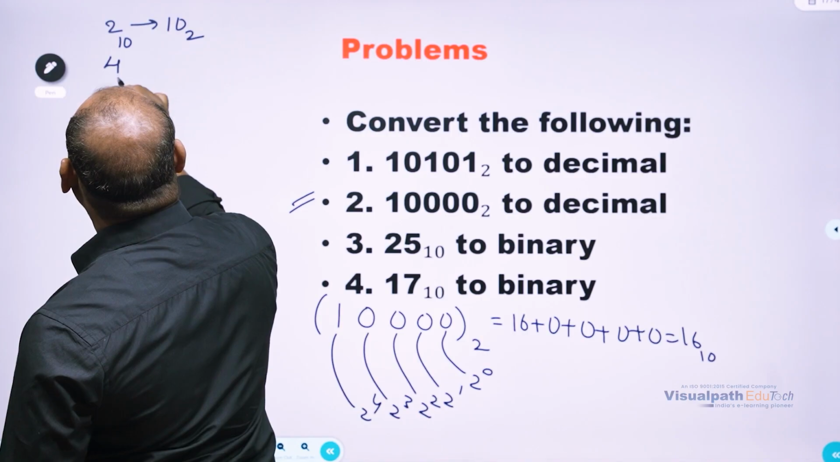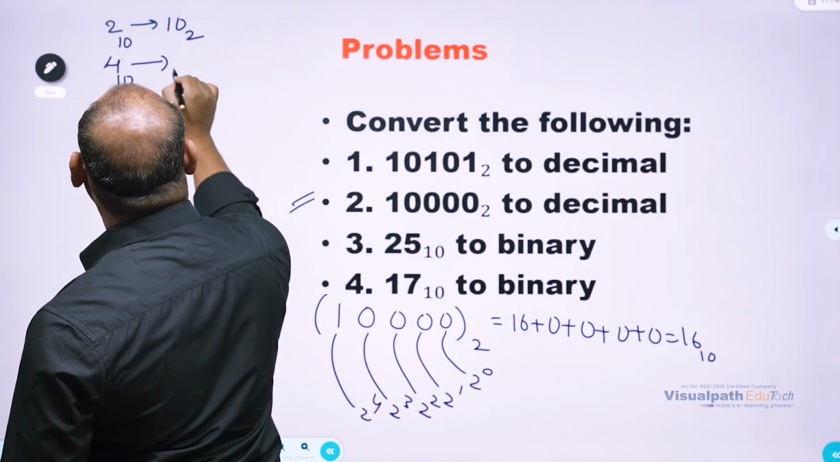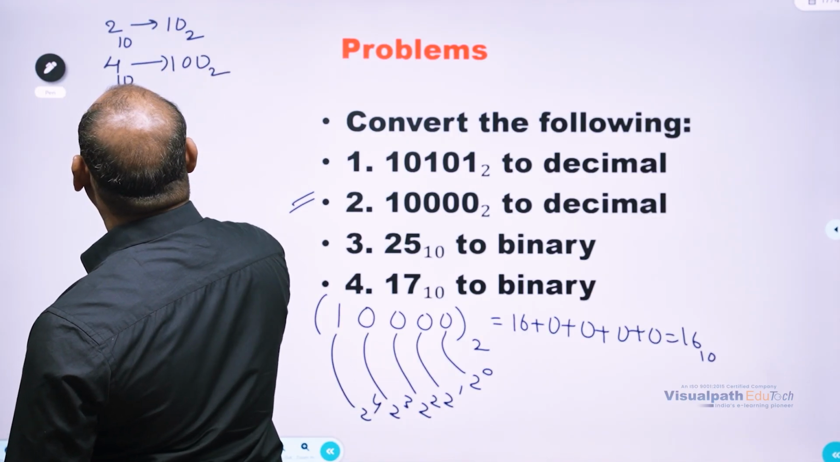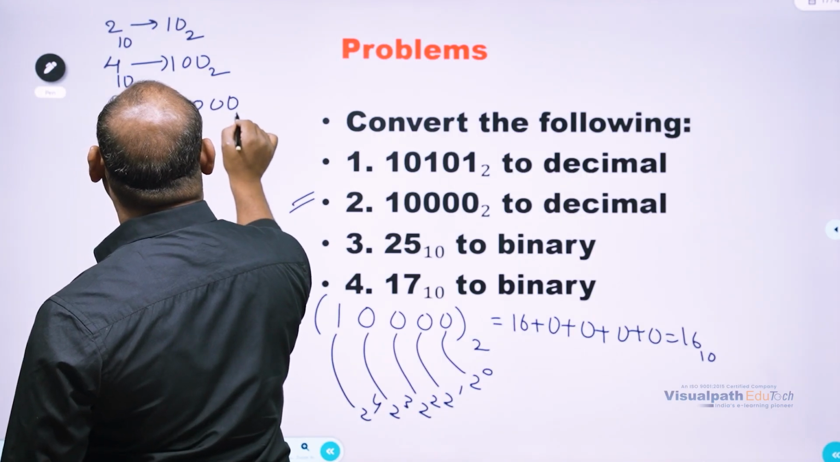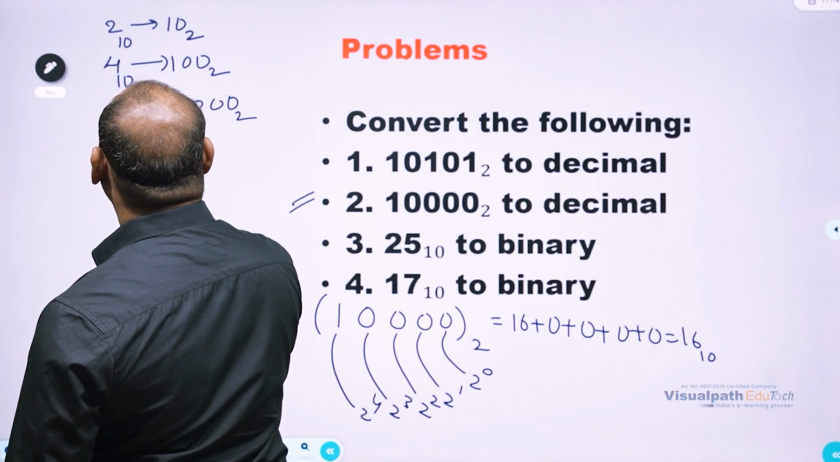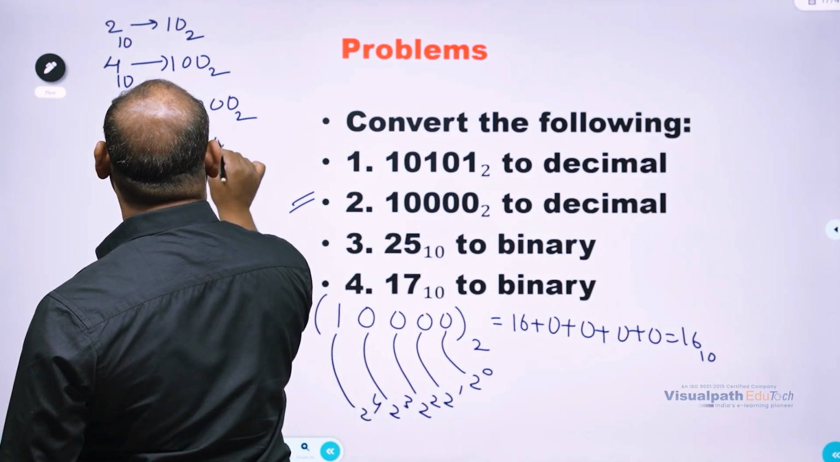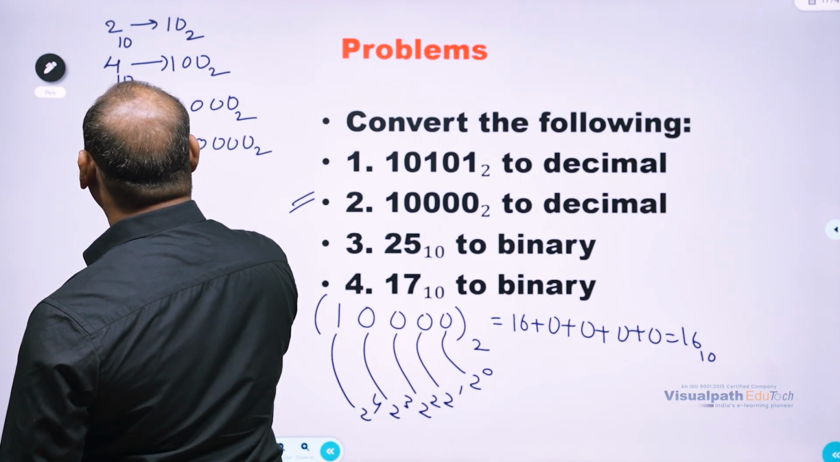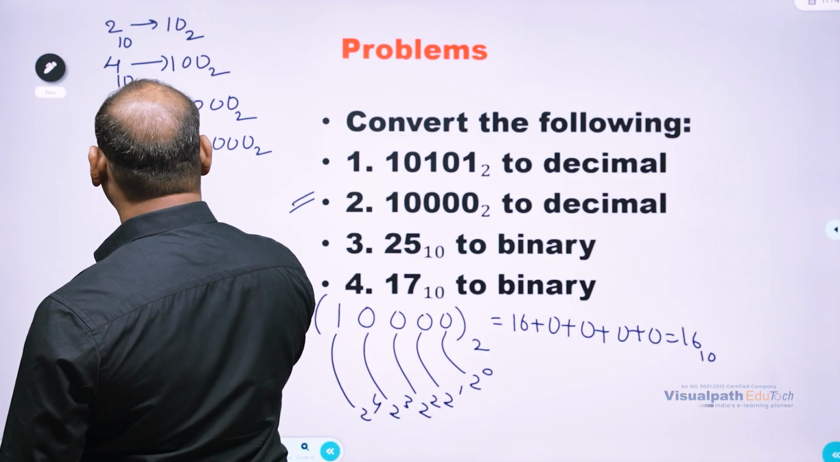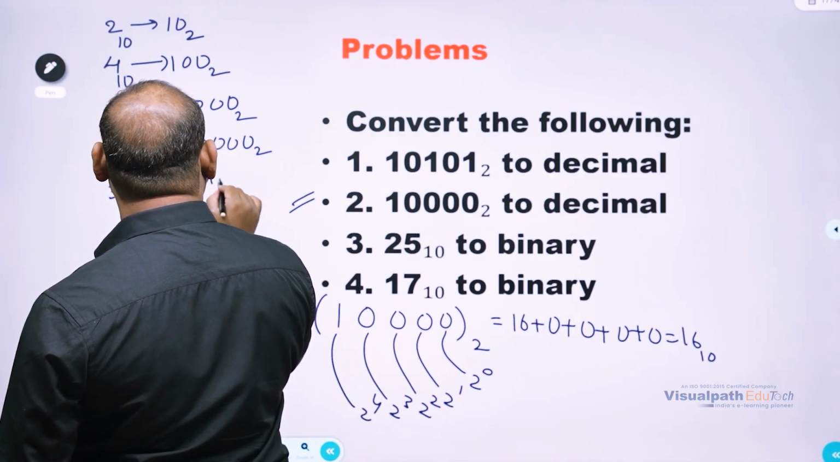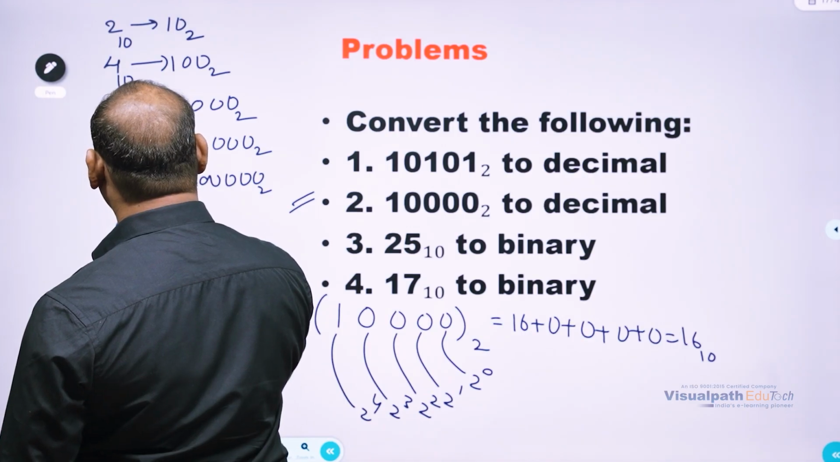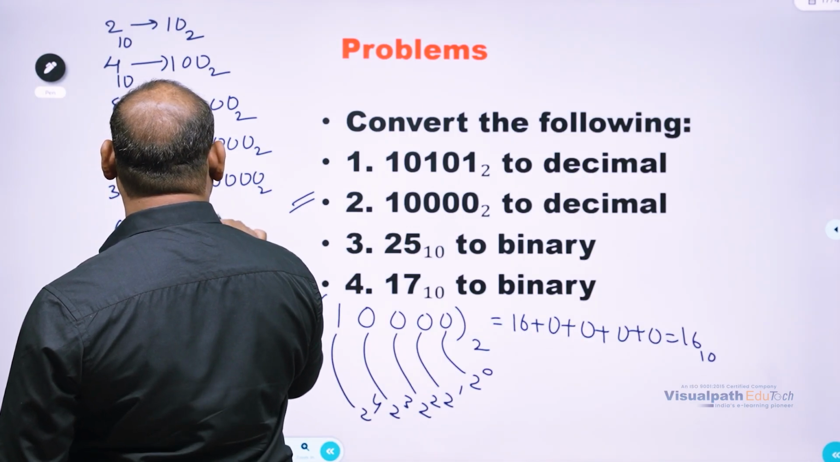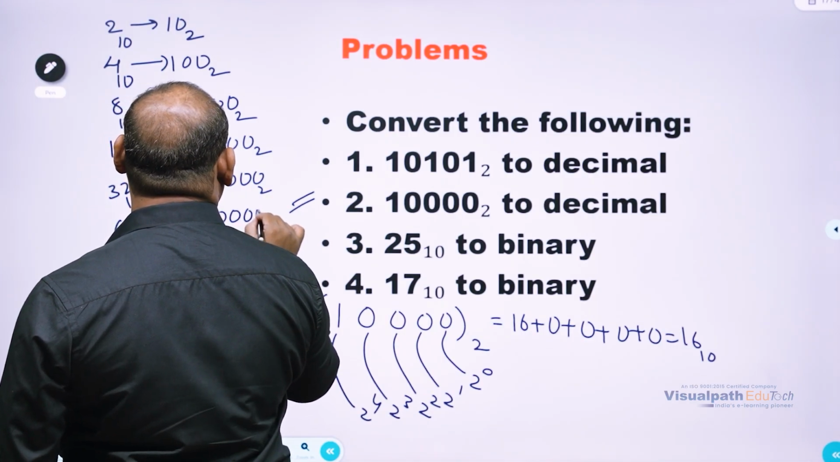Next, 4 in decimal is represented as 100 in binary. 8 in decimal is represented as 1000 in binary. 16 in decimal is represented as 10000 in binary. 32 in decimal is represented as 100000 in binary. 64 in decimal is represented as 1000000 in binary.